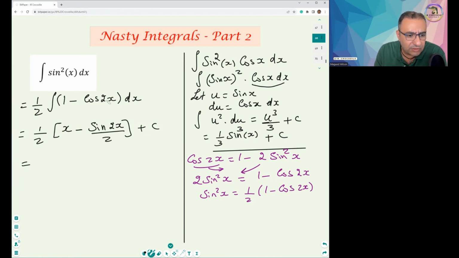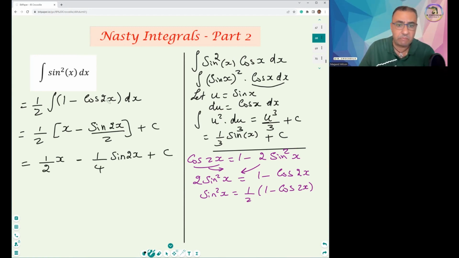So you can just simplify that. It's going to be 1/2 times x minus 1/4 sine 2x plus c, and that's it. So this is how to approach sine squared, and the same way for cosine squared, for example.